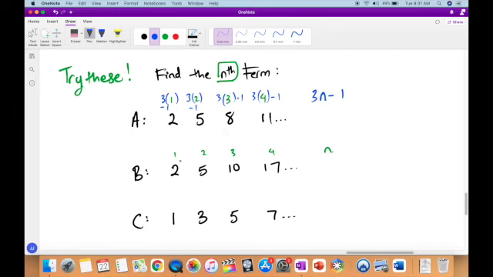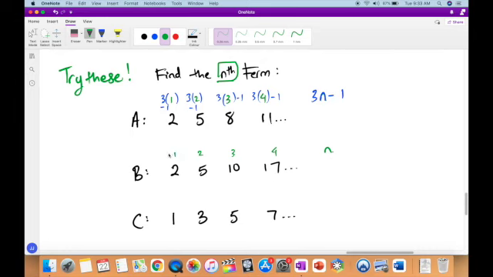So let's try 3. If I multiply by 3 and I minus 1, I'll get the 2. If I multiply by 3 and I minus 1, I'll get the 5. But if I multiply by 3 here and minus 1, I'm certainly not going to get 10. So I tried multiples of 3, and I tried multiples of 2, and nothing seemed to work. I tried adding numbers and subtracting numbers. So let me try the square.